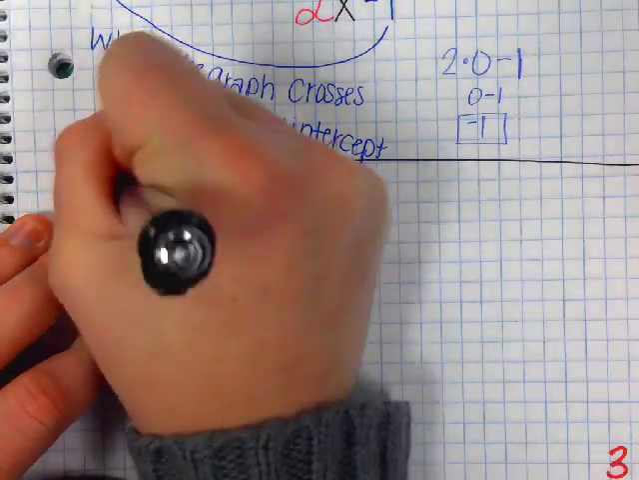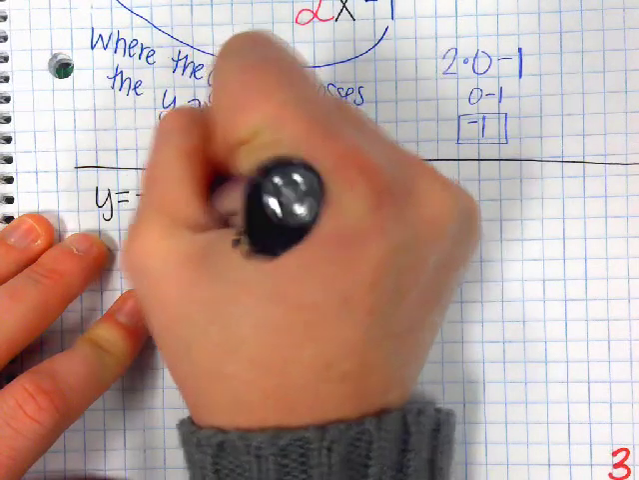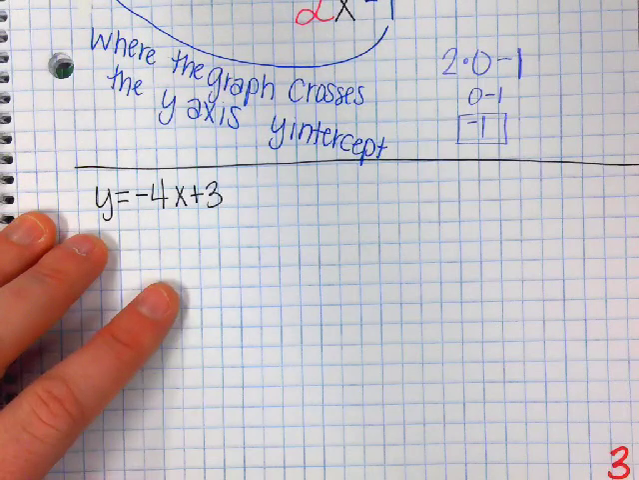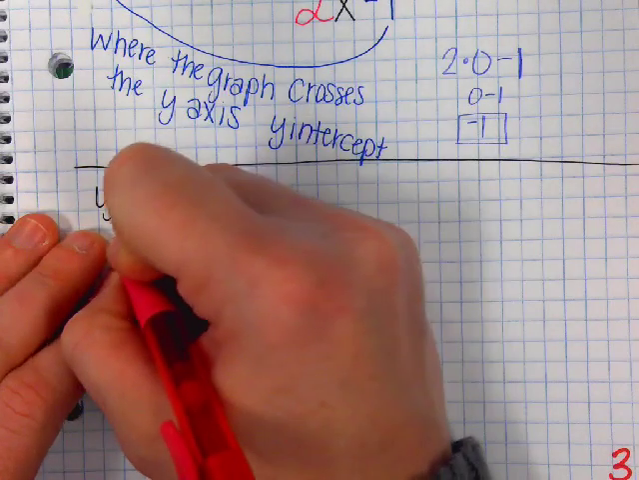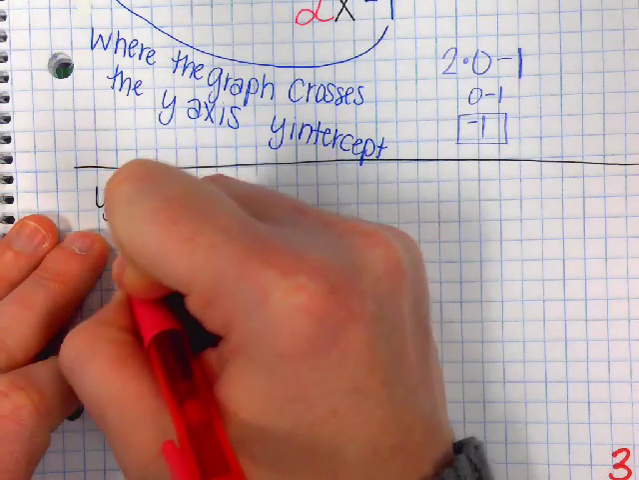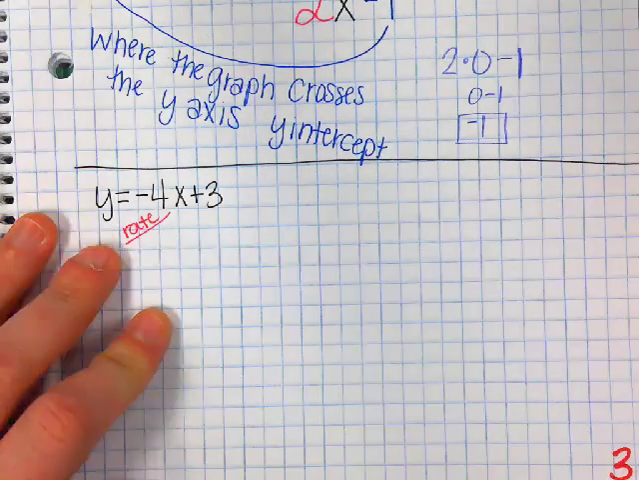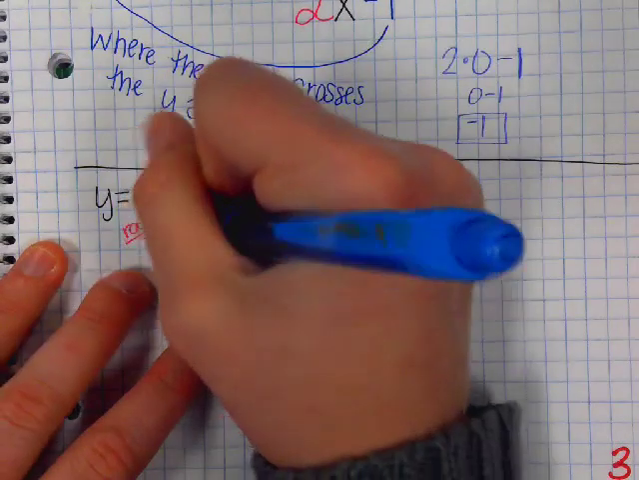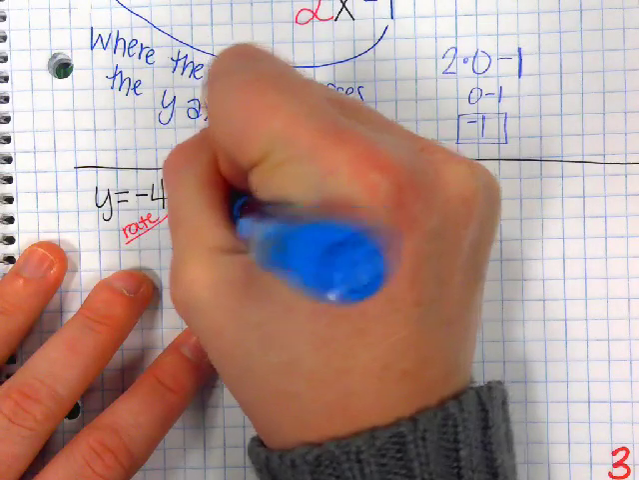So if I gave you an equation, y equals negative 4x plus 3, and I said to graph it. Now remember that negative 4x, whatever's multiplying by the x, is always your rate or slope. And then the 3 I just told you is where it crosses the y-axis, or the y-intercept.